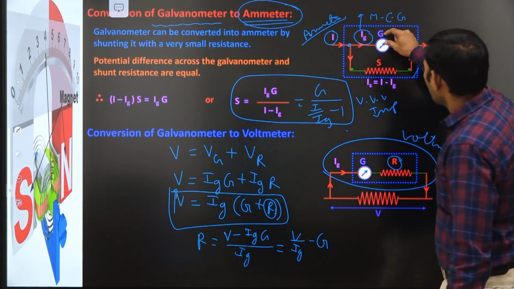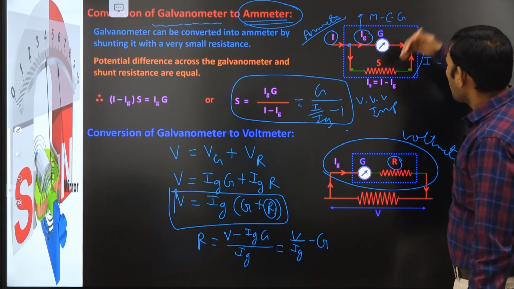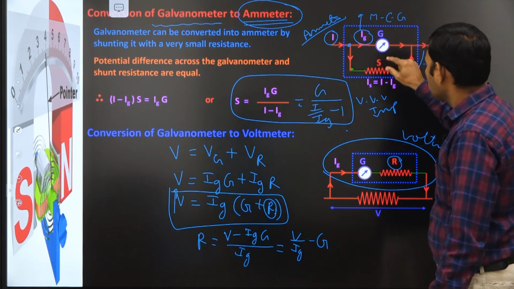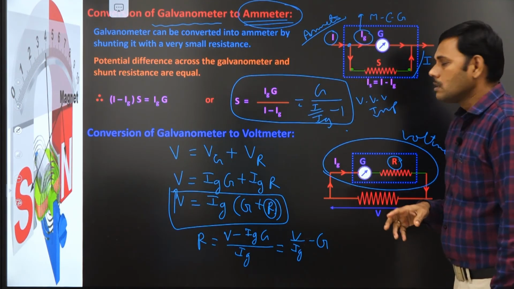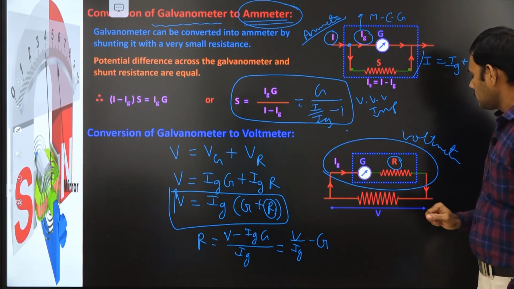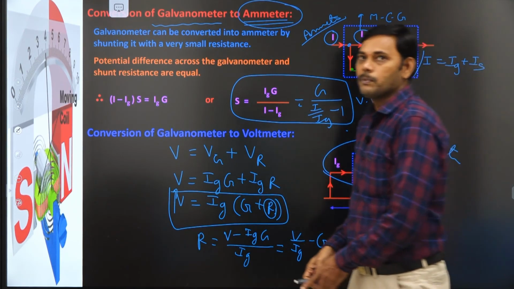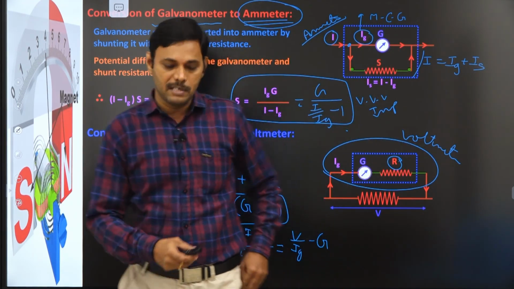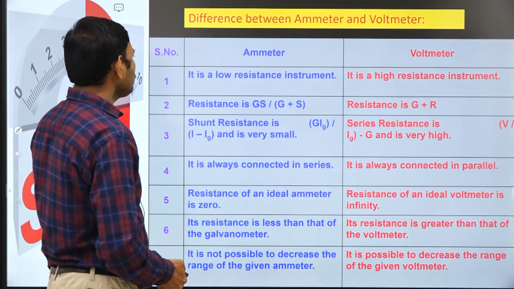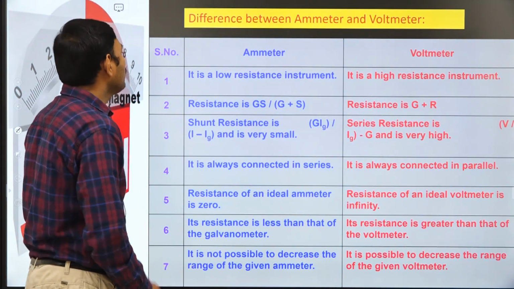To convert a moving coil galvanometer which has the maximum deflecting current Iz to an ammeter to measure current I, a small resistance must be connected in parallel. The small resistance is G by (I by Iz minus 1). To convert a moving coil galvanometer to a voltmeter, high resistance R should be connected in series. The high resistance is V by Iz minus G, where V is the voltage measured by the voltmeter. Now we see the differences between the ammeter and voltmeter. Very important derivation, very important explanation from the board exams point of view.